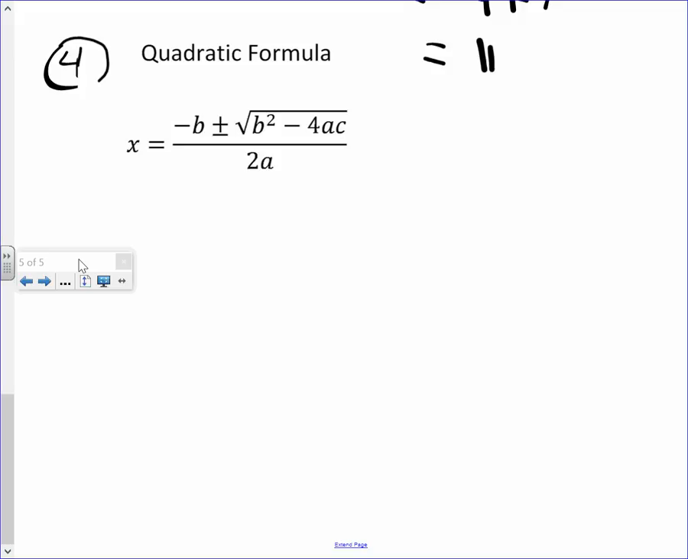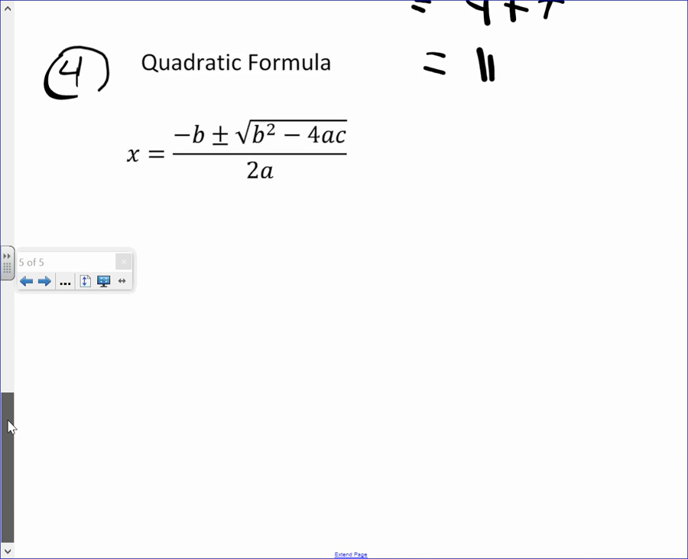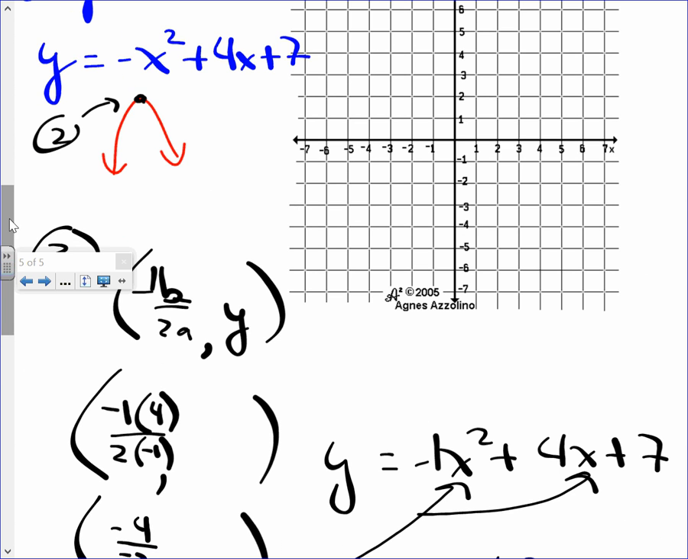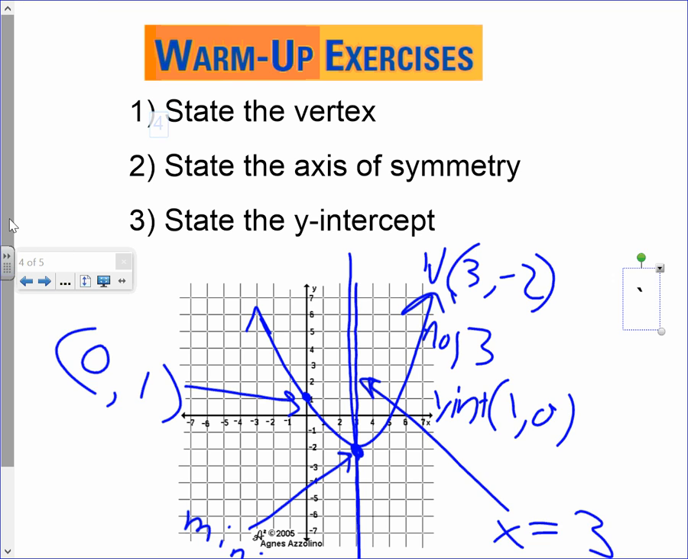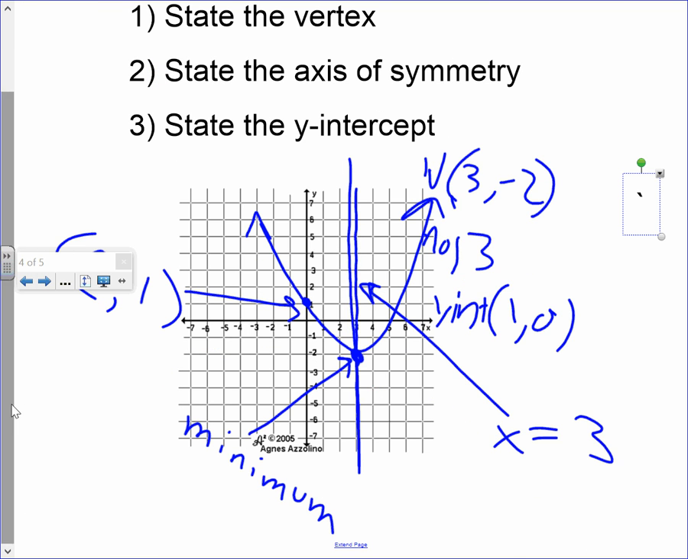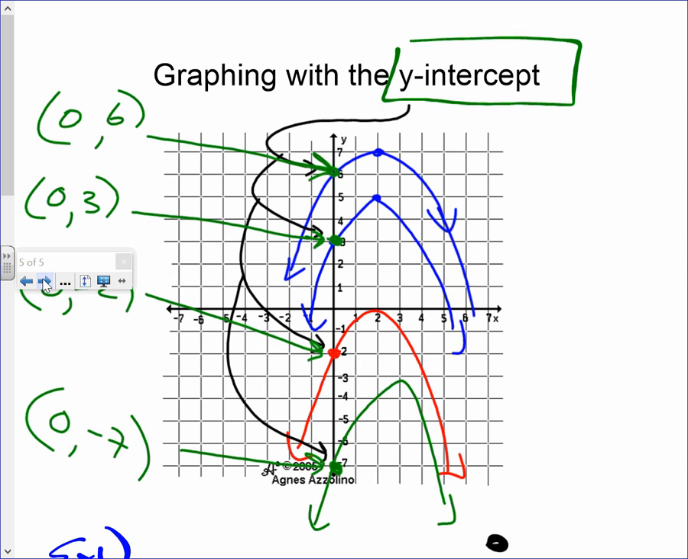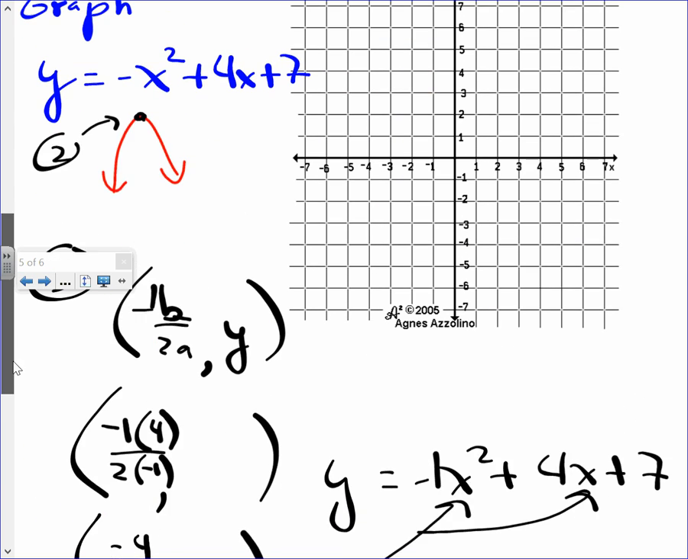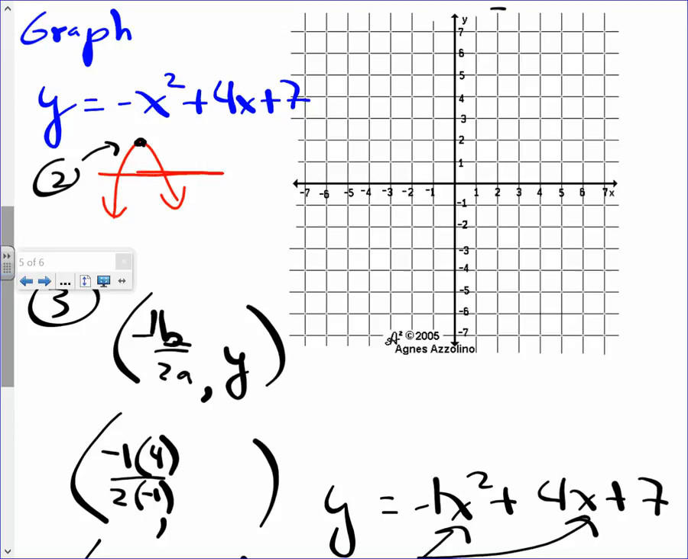Let's do it. Morales, read it one more time. Find the root or the x-intercepts. In other words, where does this graph cross the x-axis? Look at it. Where does it cross the x-axis now? Right there. That's what we're going to look for now.